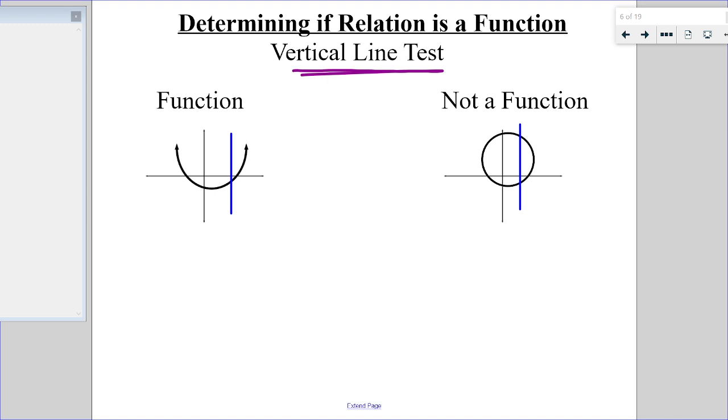And the vertical line test is what you see up there: you're drawing, mine are blue, vertical lines through your picture. If you can only hit it at one point ever, it's a function. But if at any time on that picture you could hit more than one point with your vertical line, it's not a function and it fails your vertical line test. Questions?